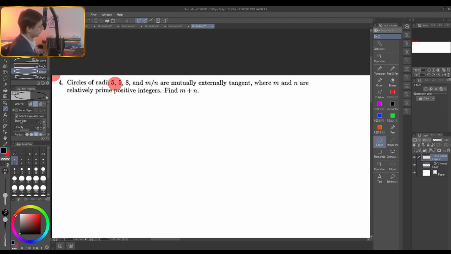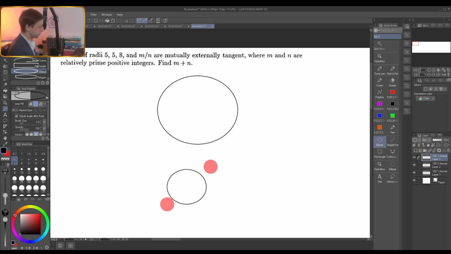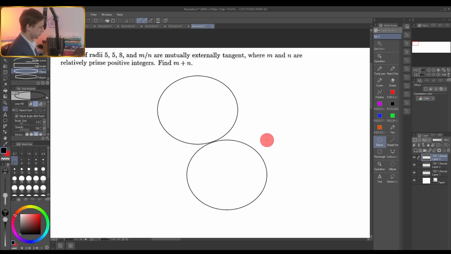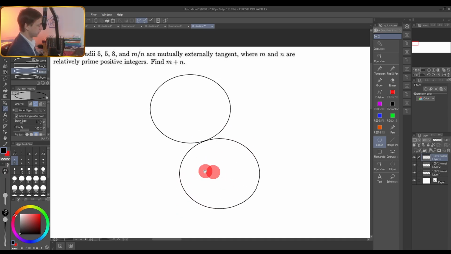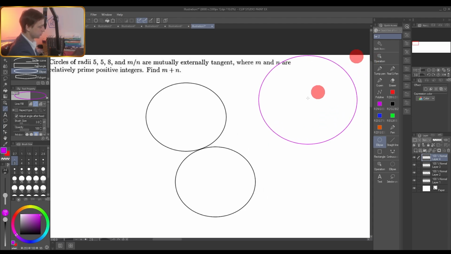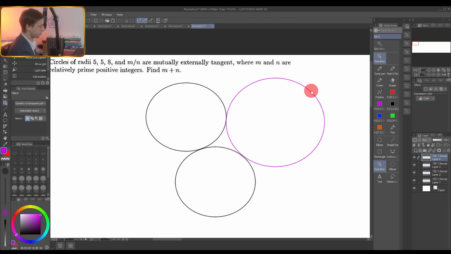Let's start from the first circle, the circle with radius 5. It should look like this. Another circle of radius 5 is tangent to this one, so let's draw another circle like this one. These are tangent circles, and the other circle has radius 8. It is a little bit larger, and it should be tangent to both of these circles. Very important, because once again they are mutually externally tangent, so it should be like this.